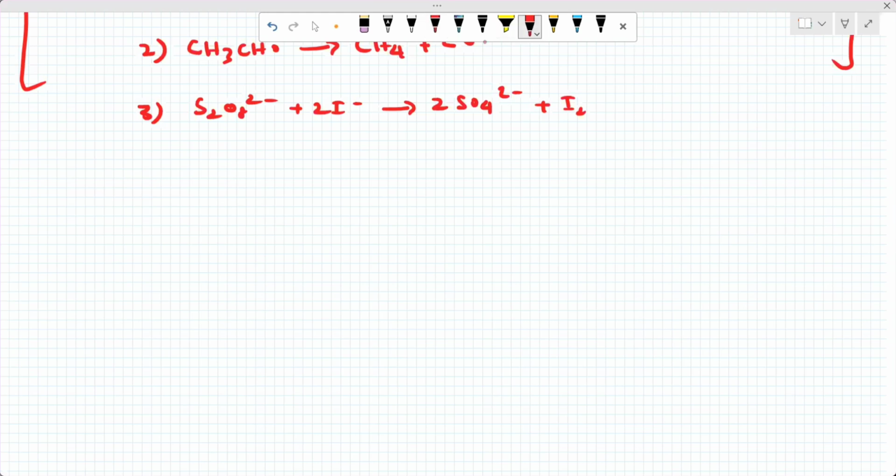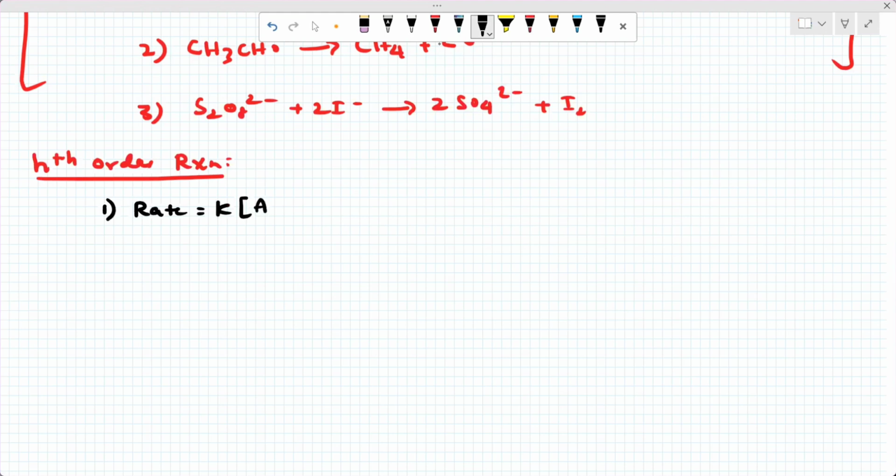Nth order reaction. This applies for all orders of reaction. Please note, Nth order reaction. Now what is the formula? Simple. The differential formula you know: rate equals K into A power N. Otherwise you can write K into (A minus X) power N. What is N? N is the order of reaction.